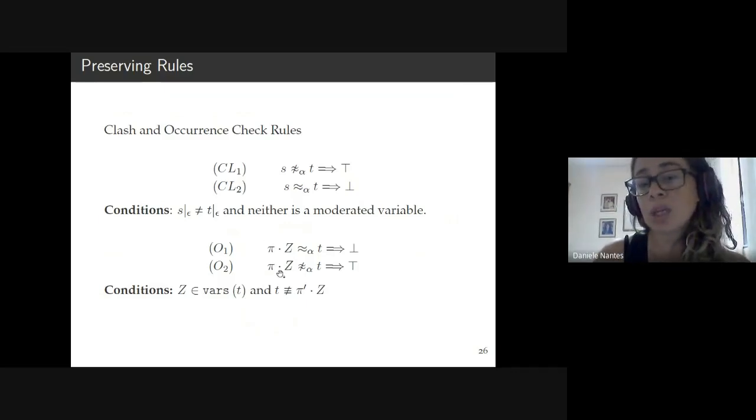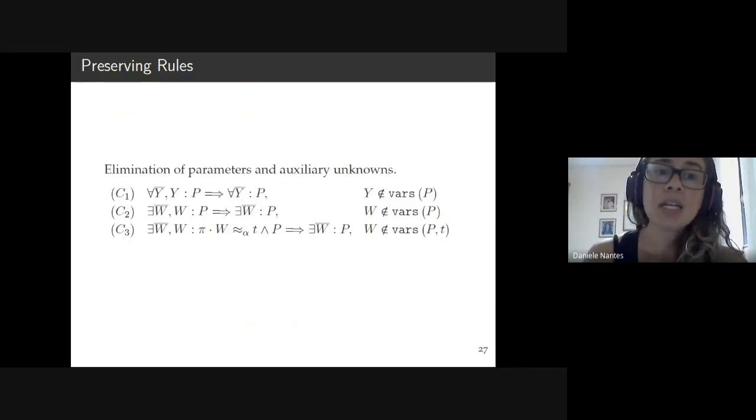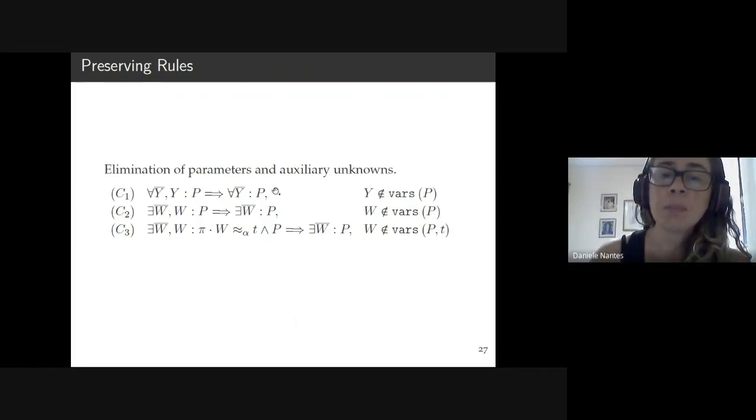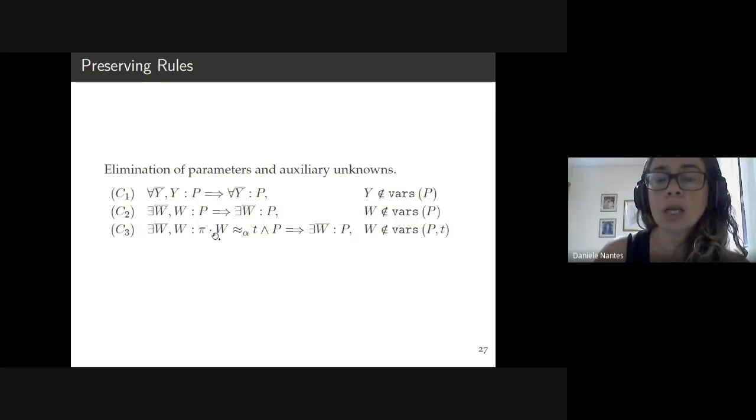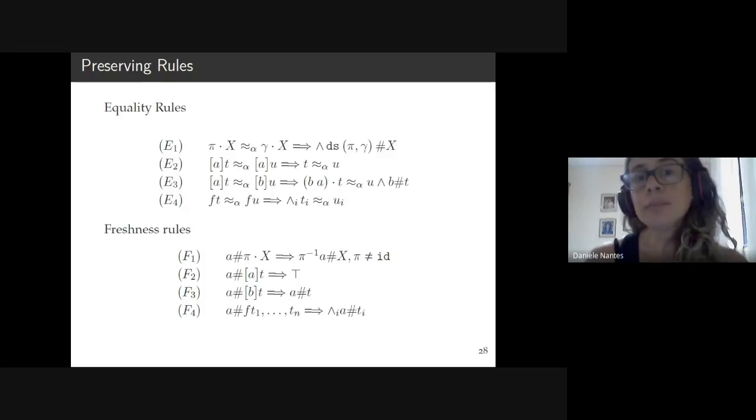We had to add these permutations on the variables because they didn't have this. And we are also working modulo equality. These are elimination of parameters, so you can eliminate variables that are not occurring in a system. And this C3 is interesting. If you have an existential on W, and you have W equal to T and P, and this W does not occur in T or P, then this part of the problem is already solved. You have to solve only the rest. So these are the equality rules.